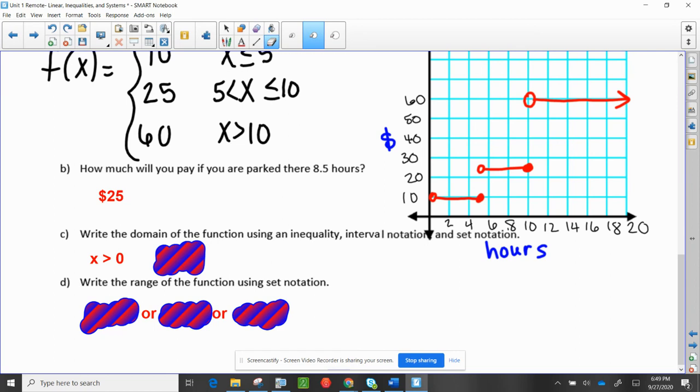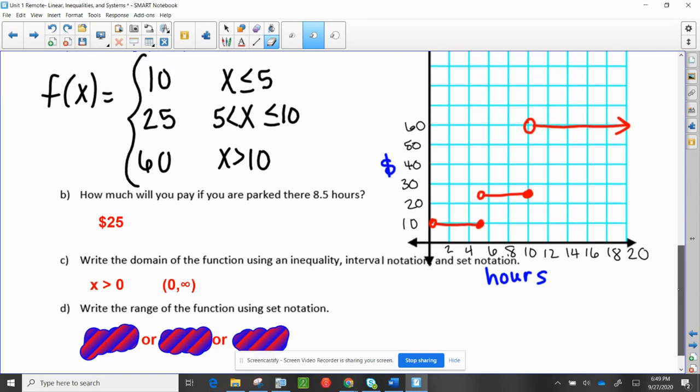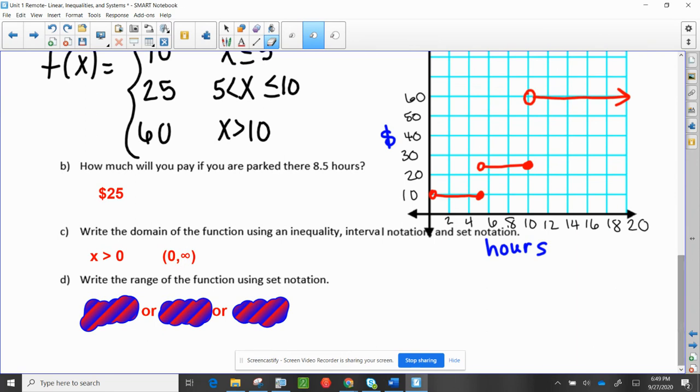So next, how would you write the domain here using inequality and interval notation? Okay, so you could say that x has to be greater than 0. Or you can use the interval notation where you'd say from 0 to infinity. So you can park there no hours, or you can park there an infinite amount of hours. So then how would you write the range? So remember, the range comes from your 3 steps. So where are those steps at? It would be y equals what, and what. So hopefully you had y equals 10 for $10, 25, or y can equal 60. You only have 3 values for your range because you just have 3 steps.